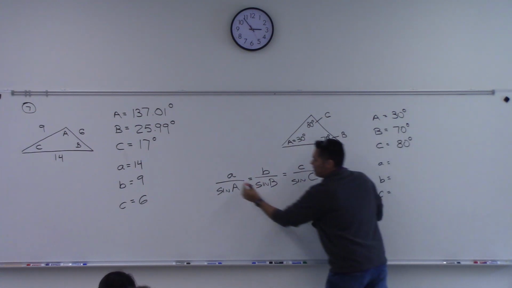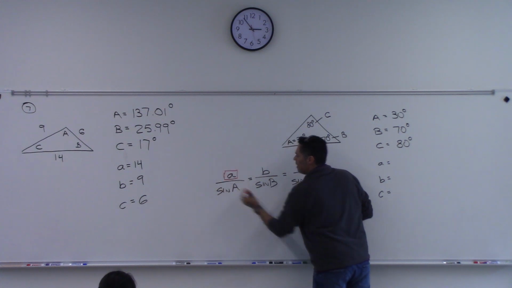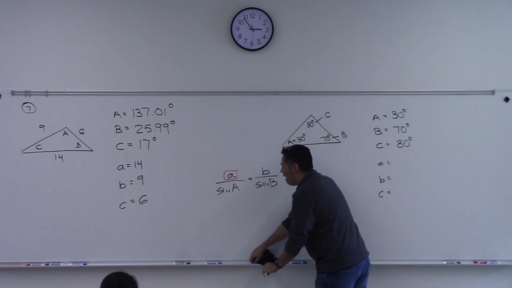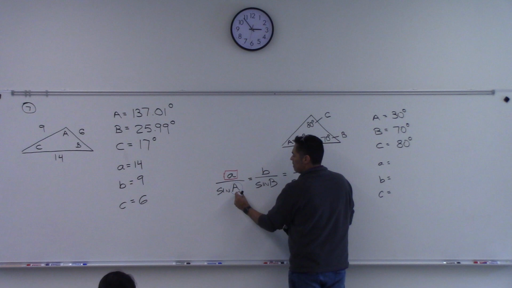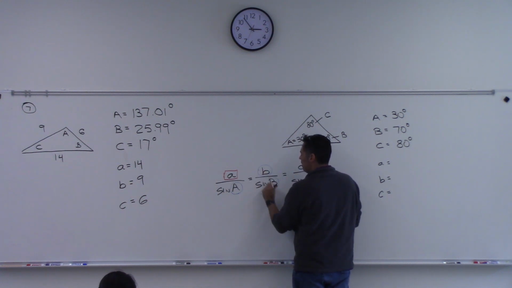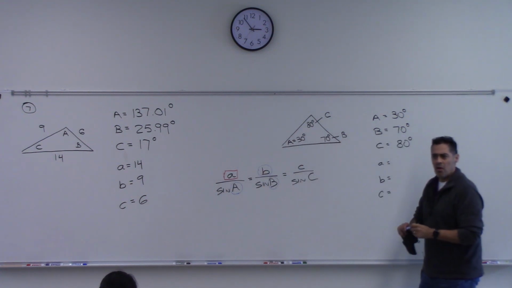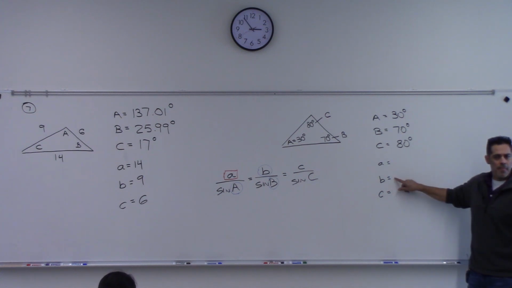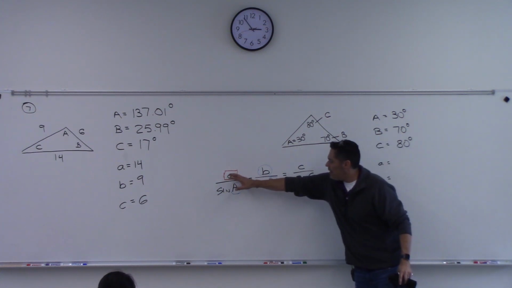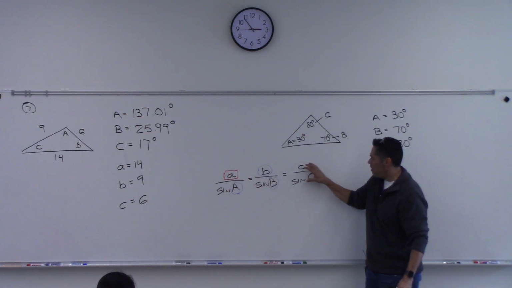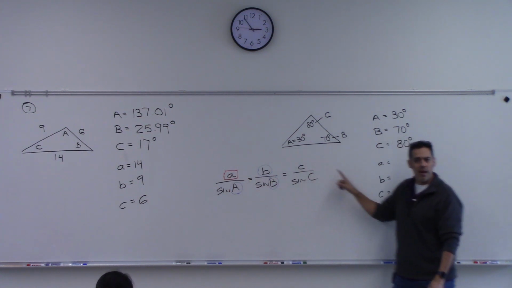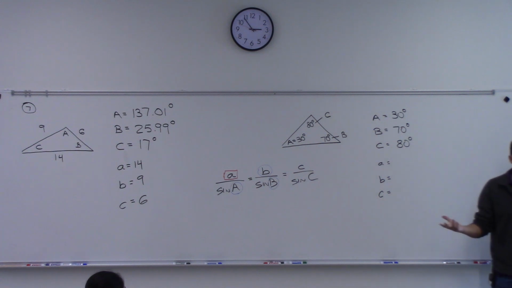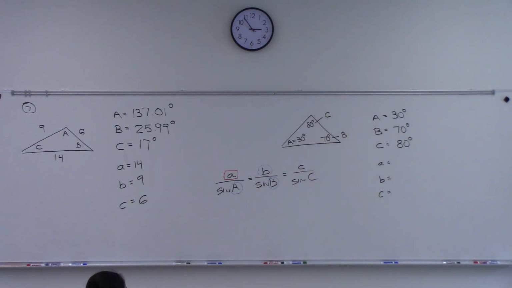I'm solving for this, right? Which means I would need to have big A, little b, and big B. I would need all those to solve. And the problem is I don't have little b. And if I tried to use a over sine A with this one, again, I don't have little c. So I can't solve using law of sines. How about law of cosines?